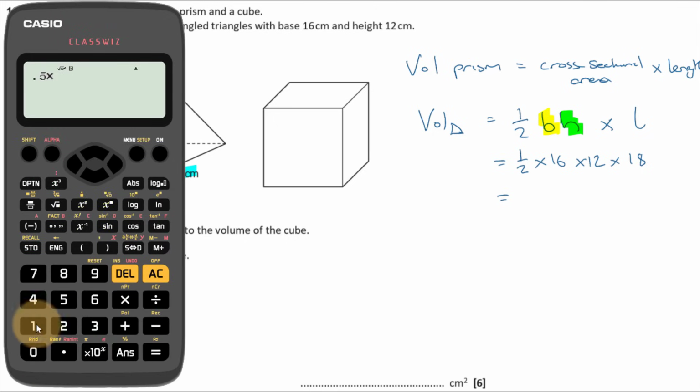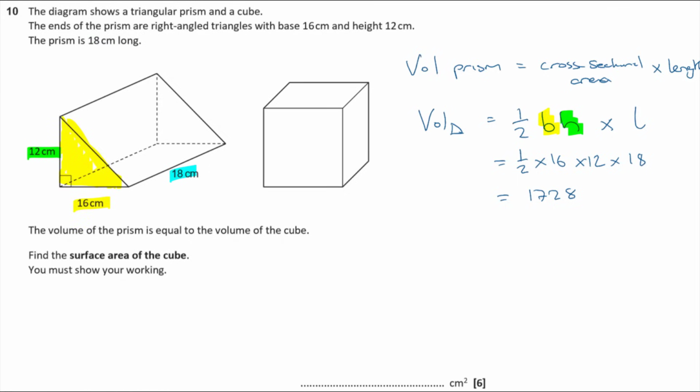So what's that then? 0.5 times 16 times 12 times 18. That comes out to be 1,728. So that must be the same as the volume of the cube. That's 1,728 in there then. So what is the length of this cube?